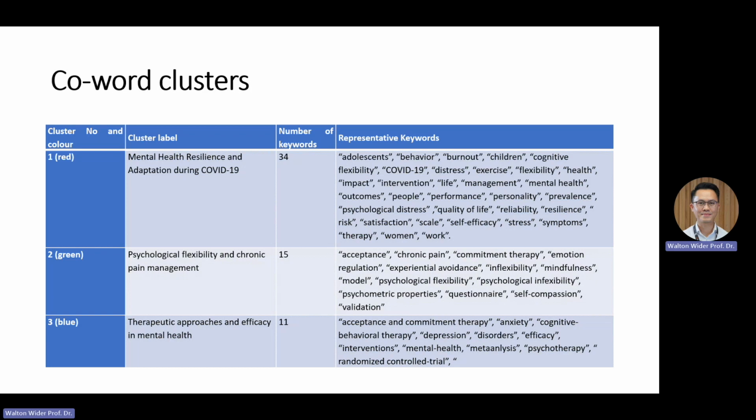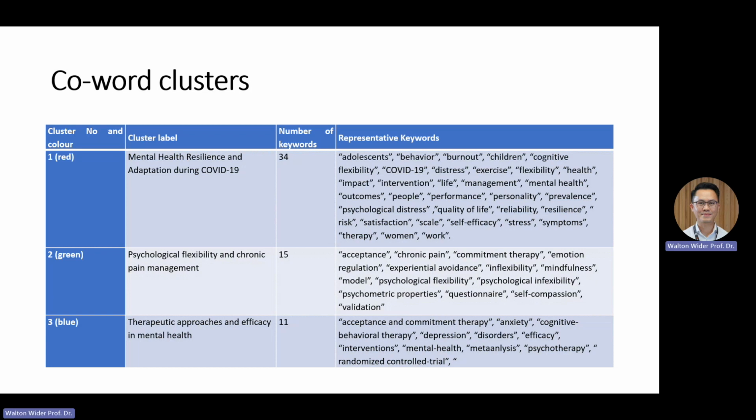Now, due to COVID-19, the researchers are moving towards mental health resilience and adaptation in psychological flexibility research. You can see all these representative keywords. How we came up with this cluster label is by our inductive and also subjective interpretations. We look at all the keywords and we consolidate the keywords and we come up with our own interpretations.